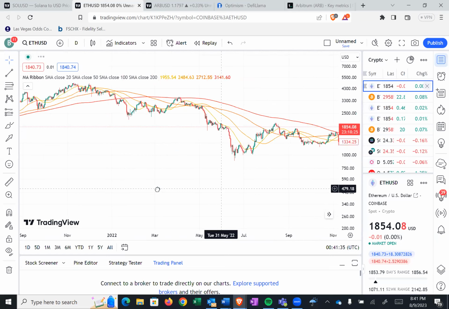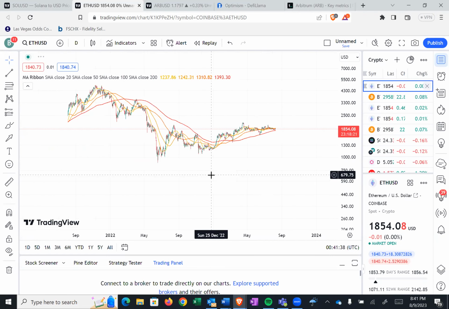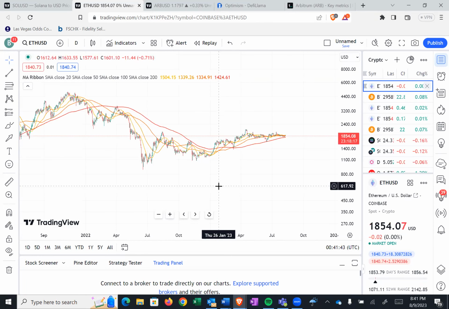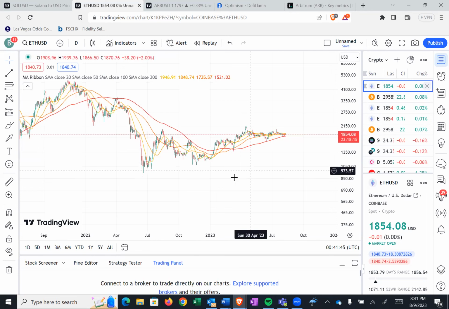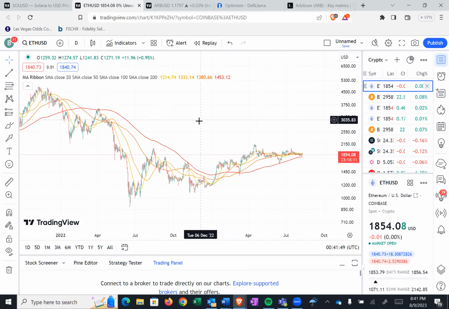Let's see if we can look at ETH again here. And where are we at? Let's really try to figure this out, okay? Now, where are we at on Ethereum? Obviously, we've been through it.